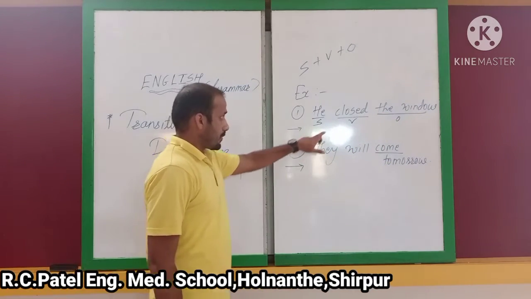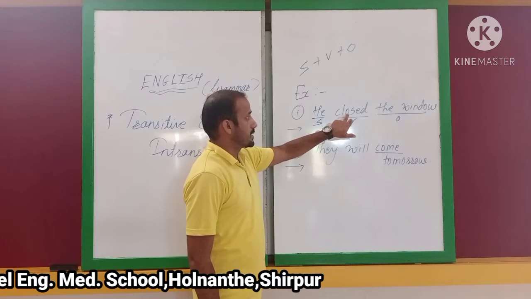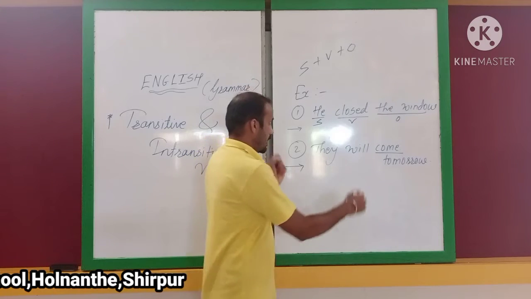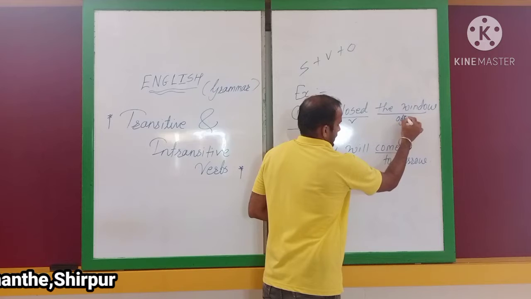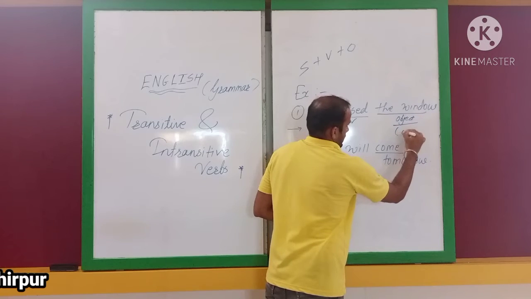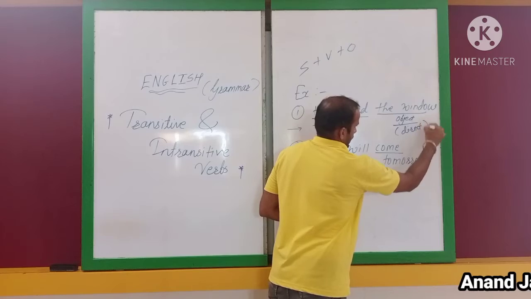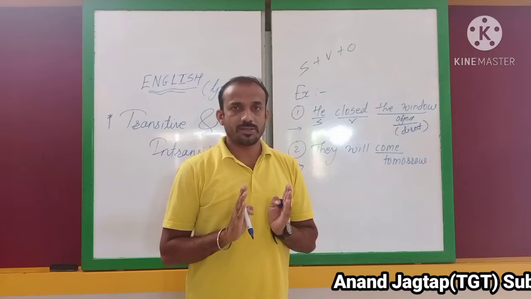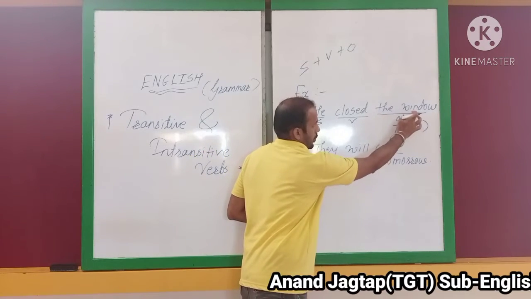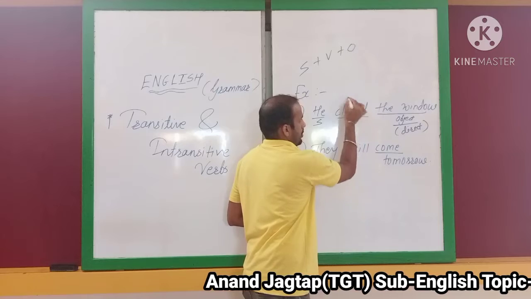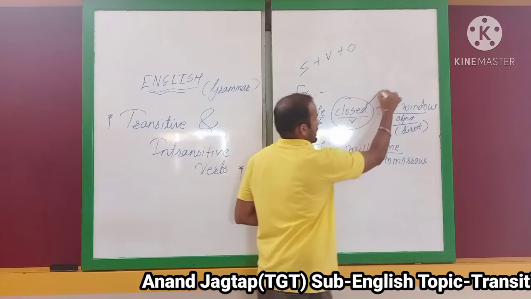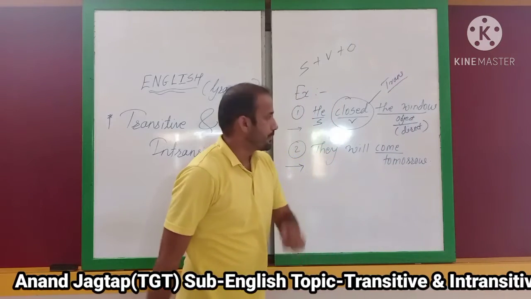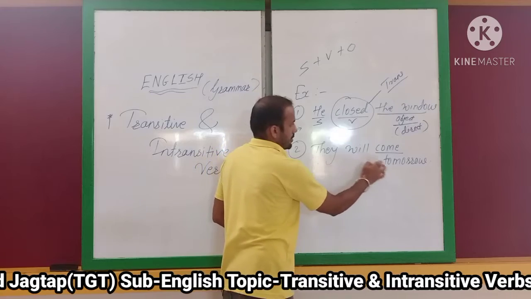So here see, we have to identify whether this verb is transitive or intransitive. So let us see here, the object is direct. Okay, so direct object is what? That which is receiving the action. Here the window is receiving the action of this verb. So it is a transitive verb. Now see in the second example, they will come tomorrow.